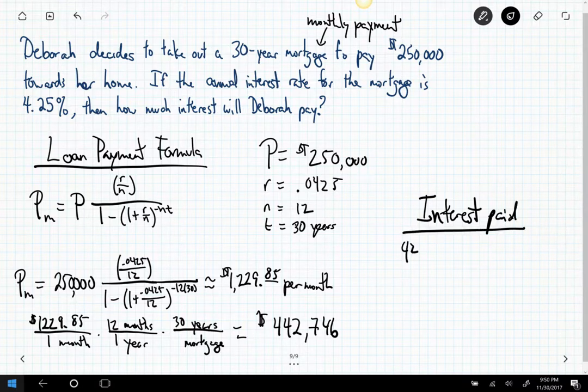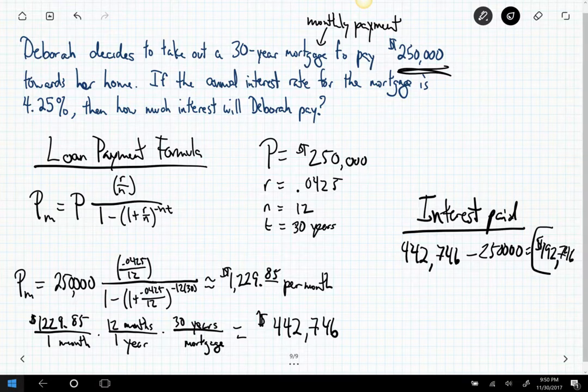Now, what does that mean on interest? When we take that 442,746, what are we subtracting off? Well, the original amount of the loan was 250,000. So minus 250,000. And notice our answer equals 192,746. Notice that's almost as much as the original mortgage.